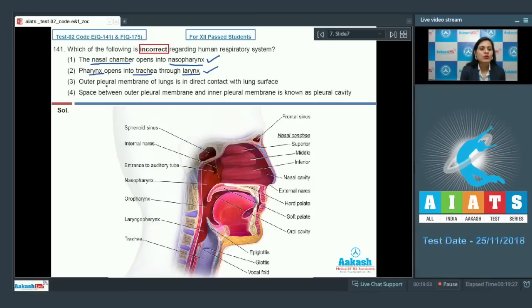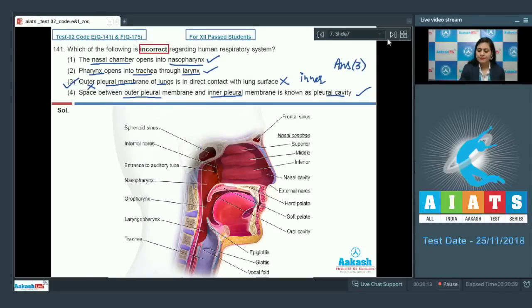Our third option is outer pleural membrane of lungs is in direct contact with the lung surface, and this is an incorrect option and is the correct answer to our question. Not the outer pleural membrane but the inner pleural membrane is in direct contact with the lung surface. Whereas the outer pleural membrane of lungs is in contact with the thoracic lining and not with the lung surface. So this is an incorrect option. Our last option is space between outer pleural membrane and inner pleural membrane is known as pleural cavity, and this is a correct option. So the correct answer for this question is option number 3.